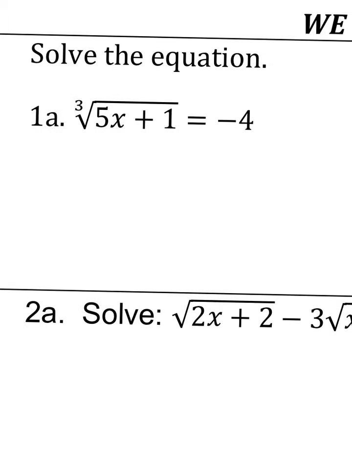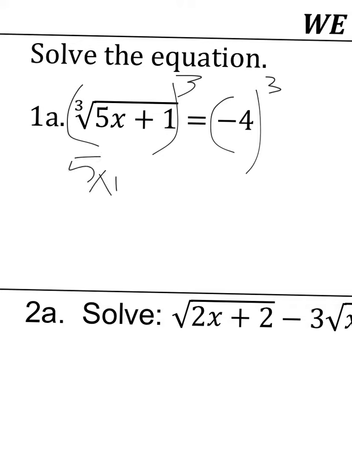We're going to solve this equation. We have a cube root on one side, which means to get rid of it, we have to cube both sides. So, negative 4 to the third power is going to be negative 64. And then on the left, you just have 5x plus 1. The cube root goes away, okay? So now we just need to solve for x.